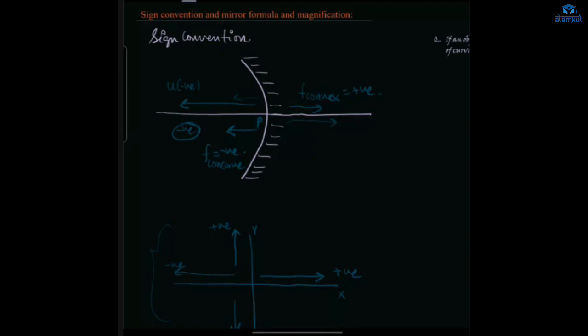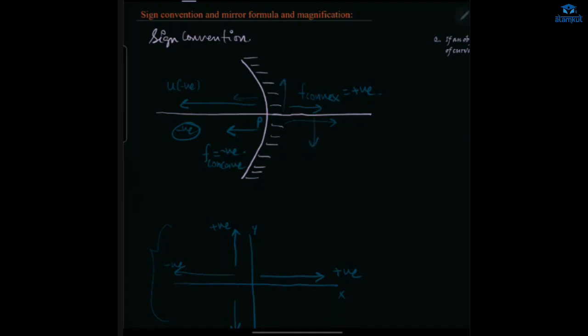it means that the image is formed on the left side of the mirror or lens. And if it is positive, then the image is formed on the positive x-axis, meaning on the right side of the mirror or lens. Okay, now here comes the upper side and the lower side.